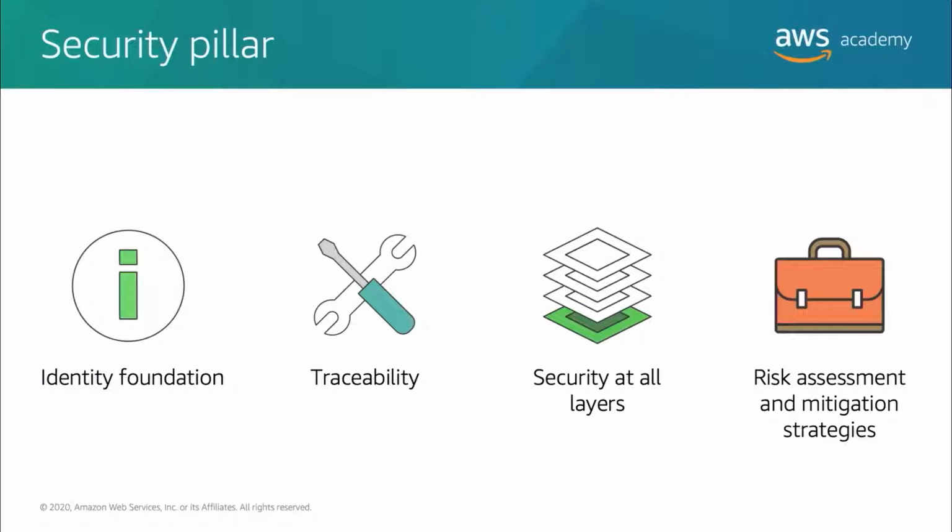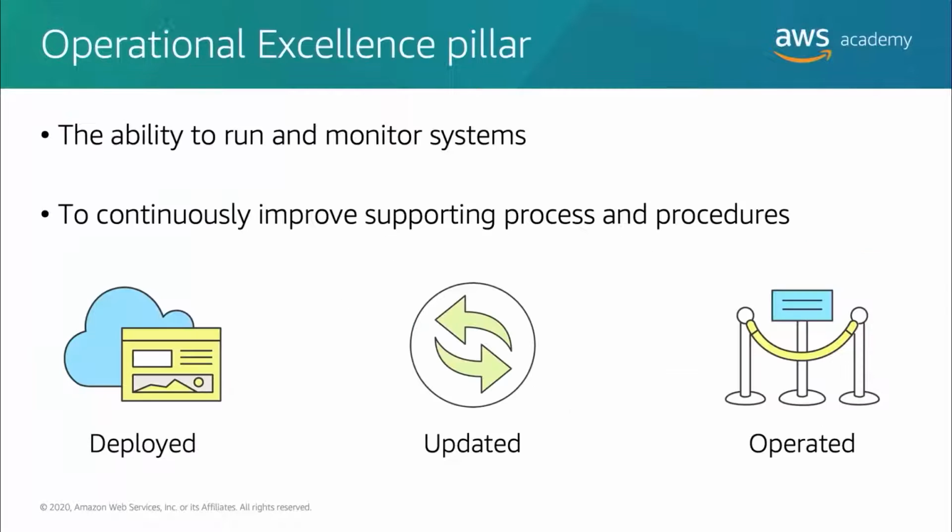The security pillar addresses how you can protect information, systems, and assets while delivering business value through risk assessments and mitigation strategies. It also includes how to improve your security, implement a strong identity foundation, enable traceability, apply security at all layers, automate security best practices, and protect data in transit and at rest.